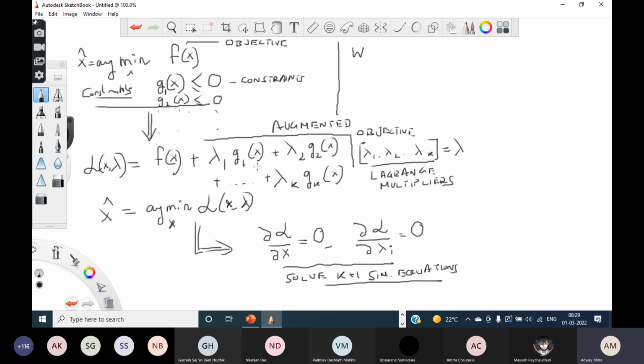But of course, some of these constraints can be contradictory in nature. Suppose you find a situation where g1 of x is high but g2 of x is low, and so you try to reduce g1 of x. In the process, you find that g2 of x has become high. So these kinds of situations can happen. What we are trying to do is achieve a balance between all these things with the help of these Lagrange multipliers. That's the whole idea, and that's the reason why we have brought in the Lagrange multipliers.